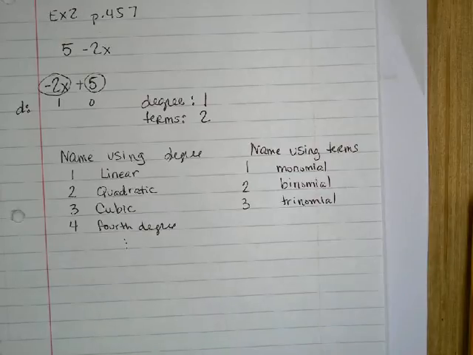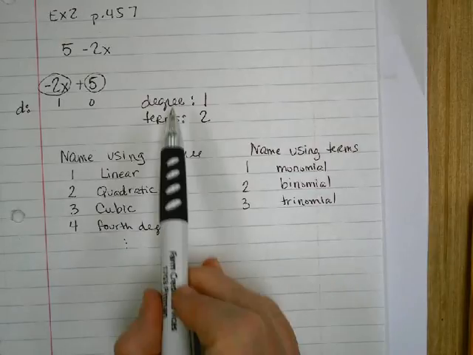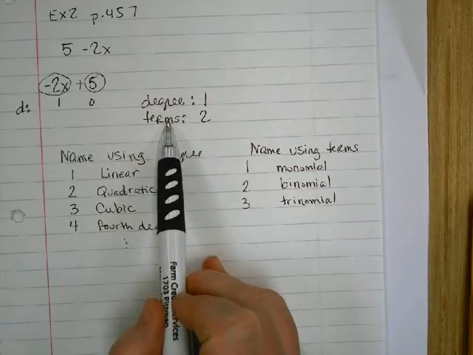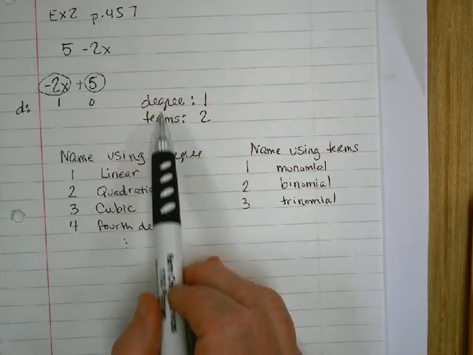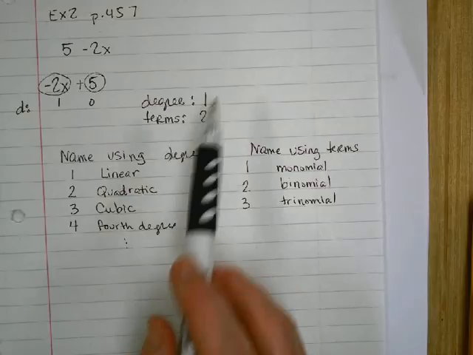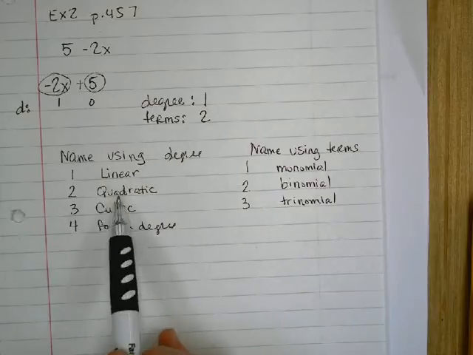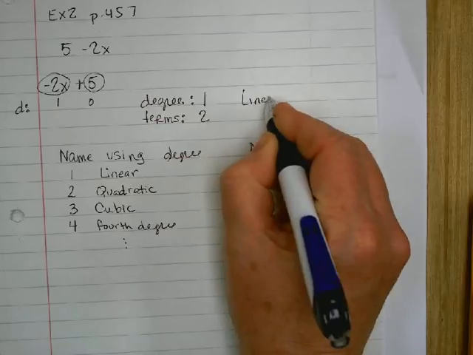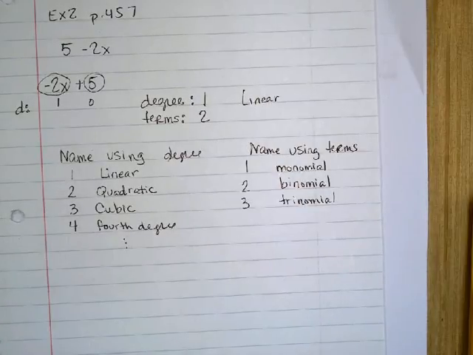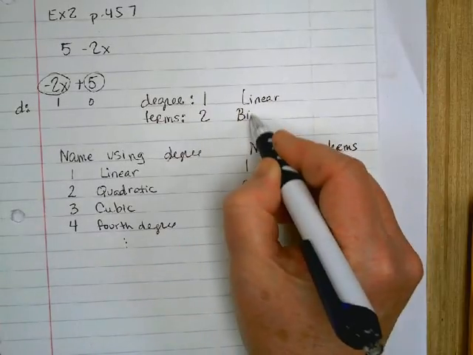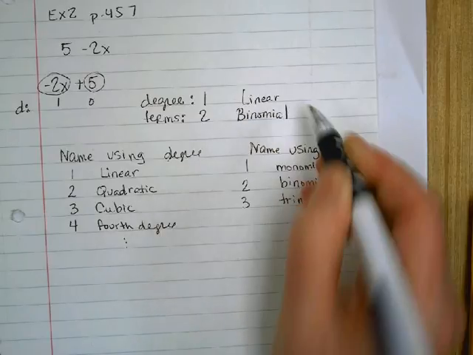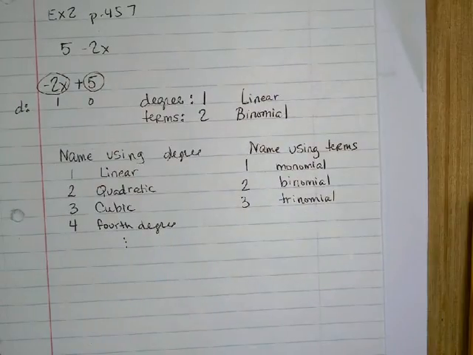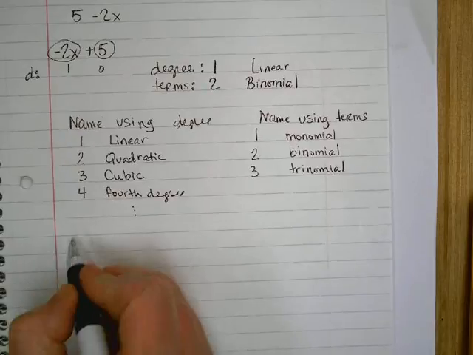So let's go back and assign the special names to these two descriptions here. If it's degree 1, what special name do we put with it? Linear. And if it's two terms, we call it a binomial. Okay? Next example.